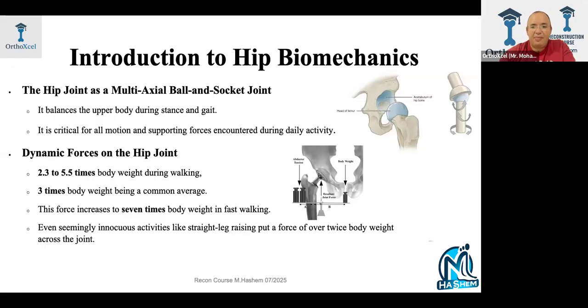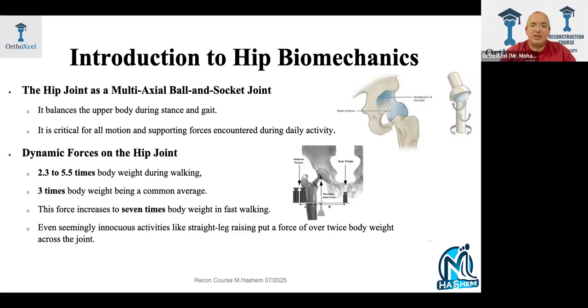You need to remember that both hips are taking all your weight, and when you are standing on one leg, this leg is taking about 5 of 6 of your weight. Muscles and ligaments around the hip are mainly there to maintain the stability of your upper body, maintain the pelvis, and balance it over the hips, so the upper part of the body is balanced over the legs when you are walking, during stance or during the gait. It's critical to have a normal hip to do normal daily activities and to get all the forces encountered during daily activities supported and balanced around the hip.